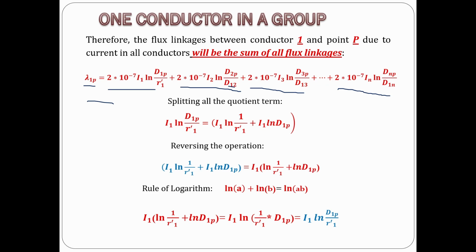For example, for the first term of the equation, I can say that I1 ln D1P over R1 prime will be equal to I1 ln 1 over R1 prime plus I1 ln D1P. From the rule of the logarithm, ln a plus ln b is equal to ln ab. Therefore, the above equation will become I1 ln 1 over R1 prime plus I1 ln D1P is equal to I1 ln 1 over R1 prime times D1P, which is equal to I1 ln D1P over R1 prime. So these two are also equal.